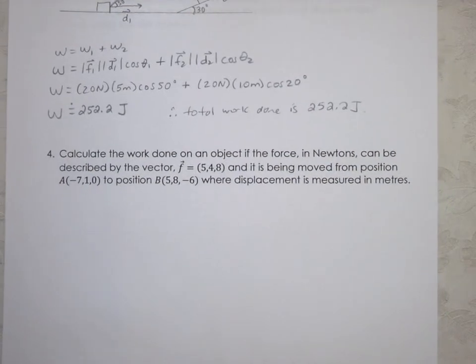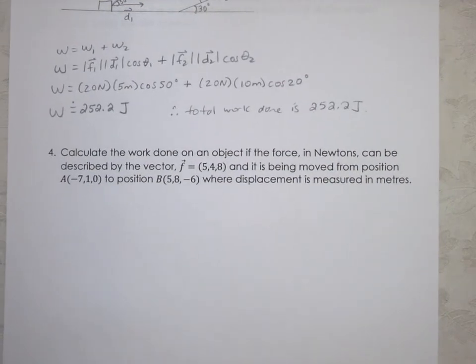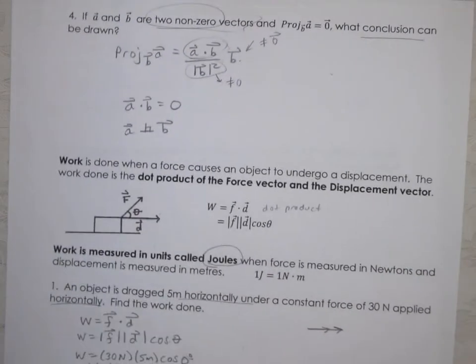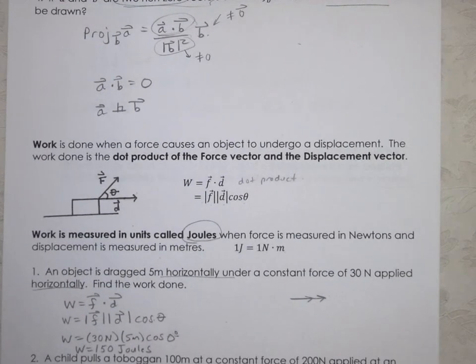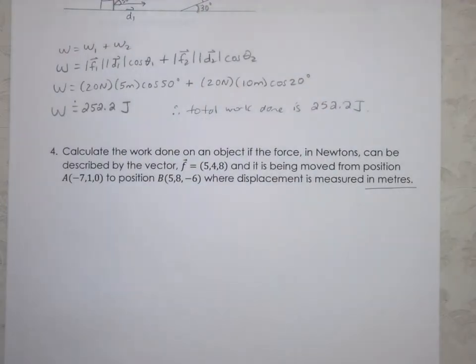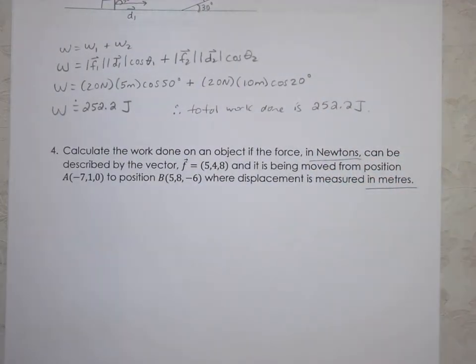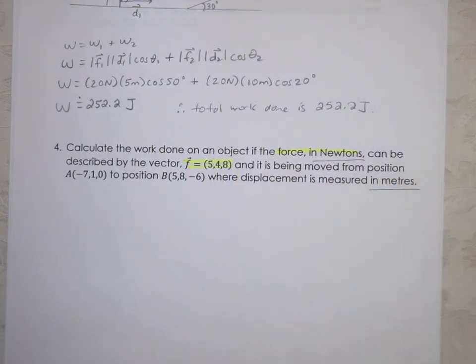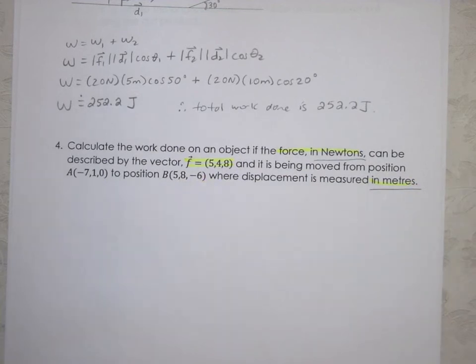Question 4. Calculate the work done on an object if the force in newtons can be described by the vector F equals <5, 4, 8> and it's being moved from position A at (-7, 1, 0) to position B at (5, 8, -6), where displacement is measured in meters. That's important because the definition of work requires that force be measured in newtons and displacement be measured in meters. And we know our force is in newtons and can be represented by that vector, and our displacement is in meters and can be represented by a vector as well.